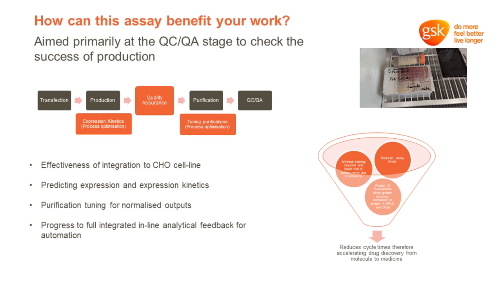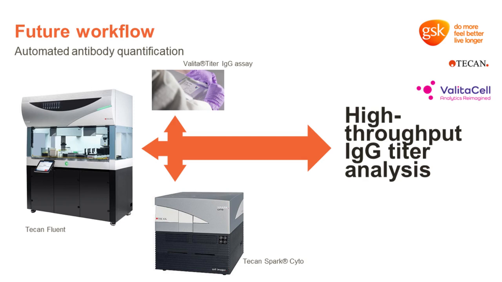So in terms of how this assay can benefit your work, this assay can be used to evaluate the effectiveness of integration. It can be used for predicting expression and supporting purification tuning. There is also potential for fully integrated inline analytical feedback for automation, which could really innovate R&D. And this slide shows how we picture the future of automated IgG analysis to be. Ideally, there would be minimal human intervention, and the throughput could be as high as running 384 samples per 15 minutes, which can support our biopharma pipeline.